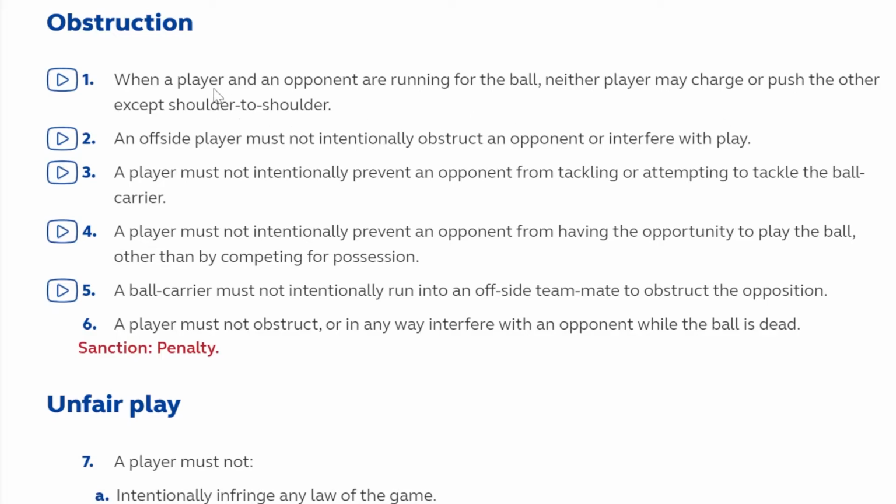Now this one, I'm not sure this counts because they're not directly both going for the ball, so I don't think that one counts. But an offside player must not intentionally obstruct an opponent or interfere with play. Now, he is offside, and he does obstruct an opponent, which does interfere with play. I think the crucial point here is the word intentionally. Does he intentionally obstruct the player? And the other one is, a player must not intentionally prevent an opponent from tackling or attempting to tackle the ball carrier. Now, his obstruction, by knocking the player down, if that didn't happen, he might have been tracking the 13 who ended up scoring the try himself.